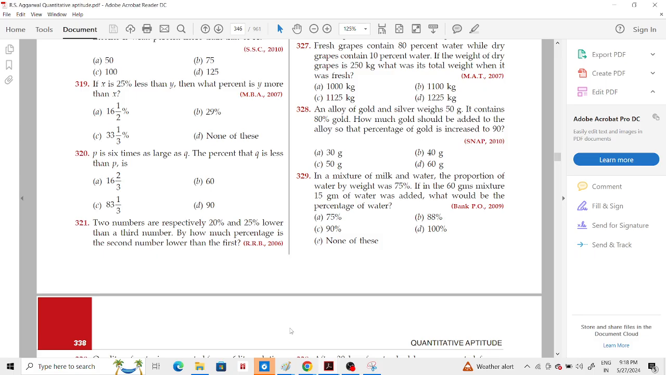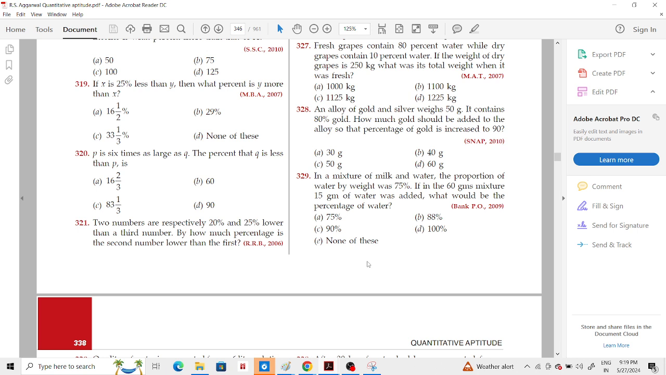So what about 328? See, these are the sums involving percentage and mixture. Are you able to do it, Ishika, Niladri?